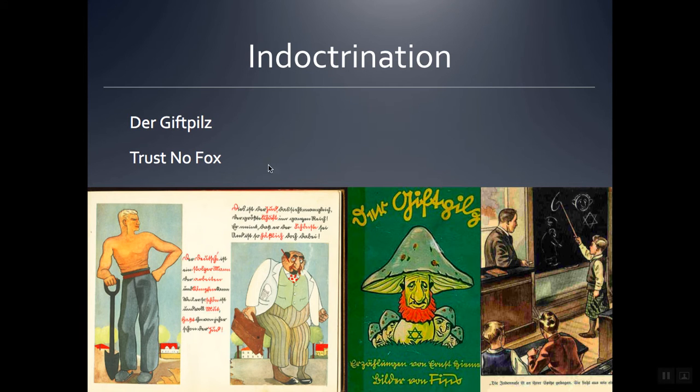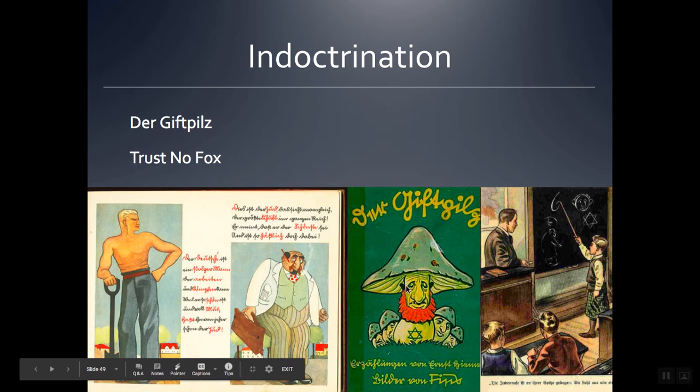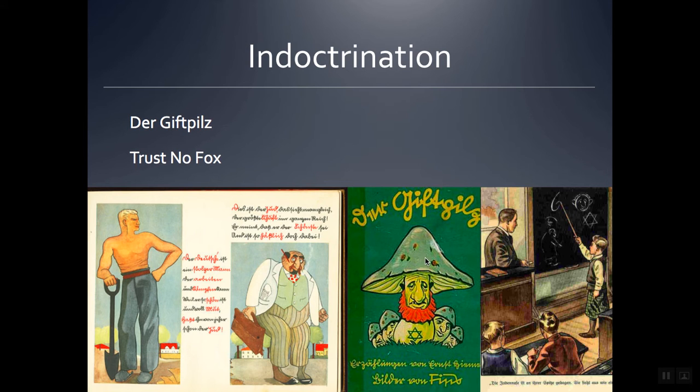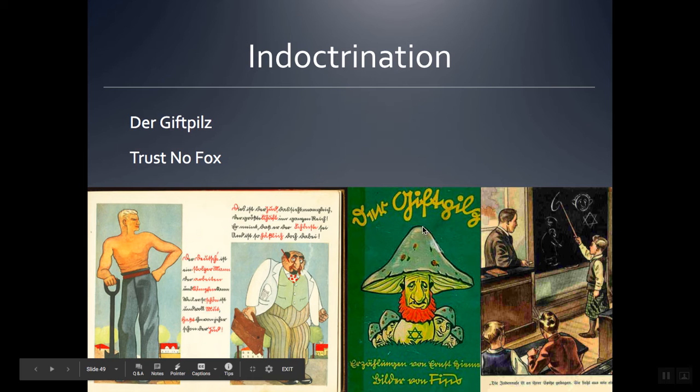I want to show you guys these two books. You had Der Giftpilz, or the poisonous mushroom is what it means in German. This is the cover of the book. It was written by a man named Erzheimer. As you guys can see, the poisonous mushroom, they use these kind of stereotypes and the Star of David here to identify the Jew. And obviously they're trying to say that the Jew is the poisonous mushroom.